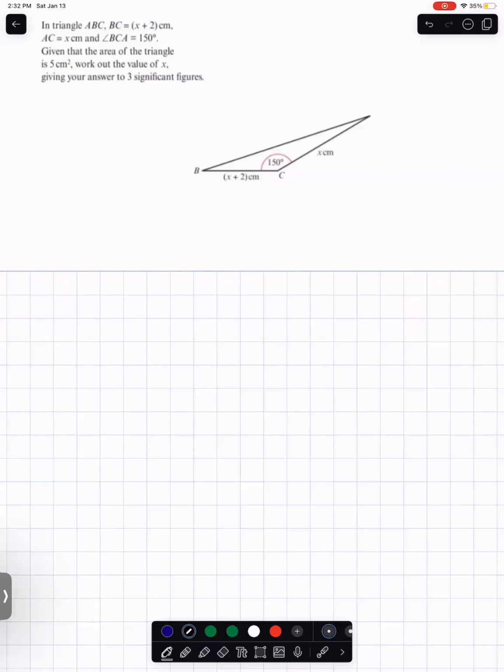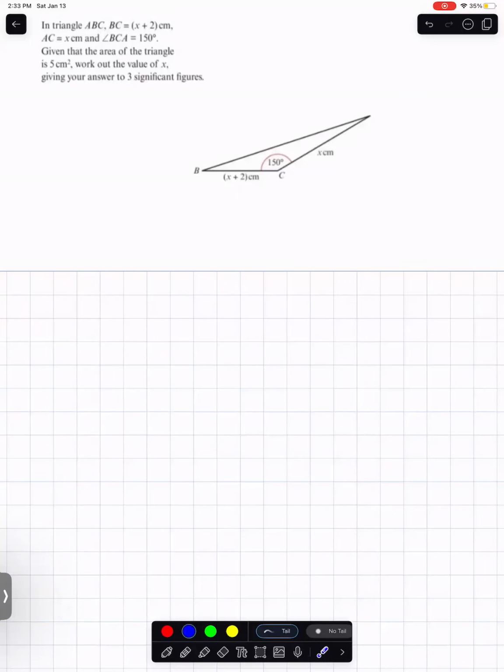We move further to solving more questions. For example, here we have a triangle ABC. BC is x plus 2 here, and AC is x centimeters. Then we have angle BCA as 150 degrees. And given that the area of the triangle is 5 cm squared, work out the value of x, giving your answer to three significant figures.